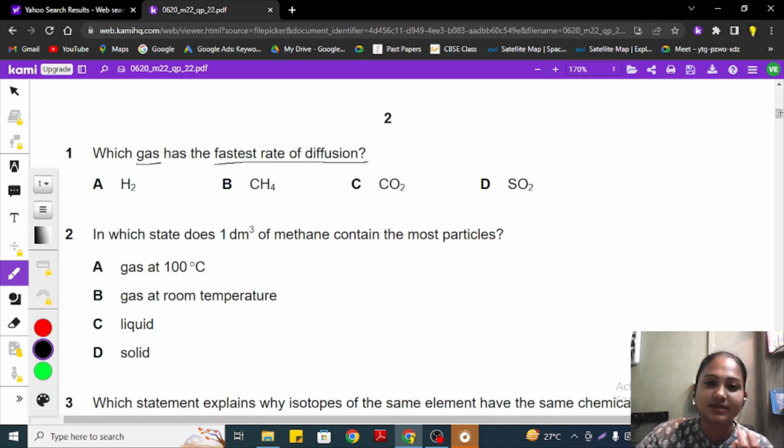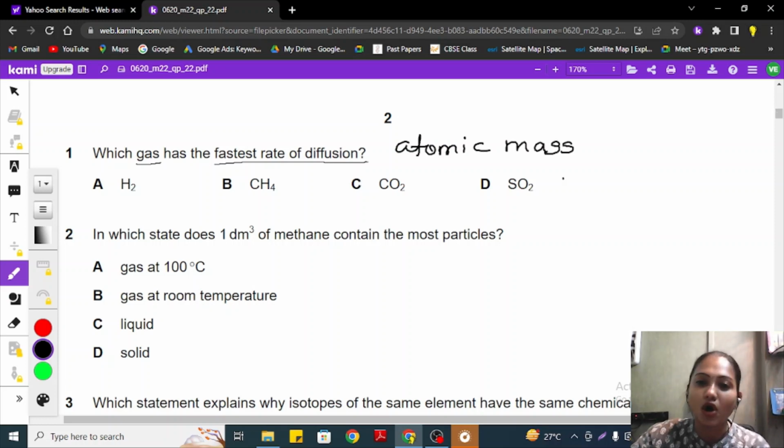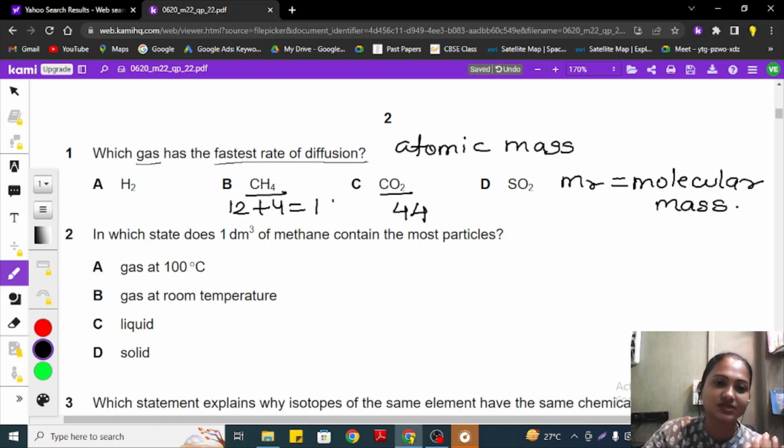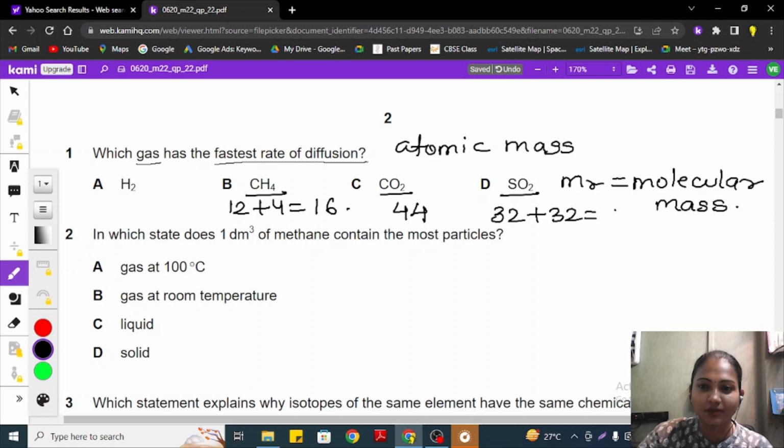Now this requires you to understand the concept of atomic mass. Relative atomic mass will also suffice, or the Mr, which means molecular mass. If I calculate for carbon dioxide, it would be 44. For methane, it would be 12 plus 4, which equals 16, that's the atomic mass for carbon and for hydrogen. For sulfur, it would be 32 plus 32, which will be equal to 64. And for hydrogen, it's 1 plus 1, which is equal to 2.